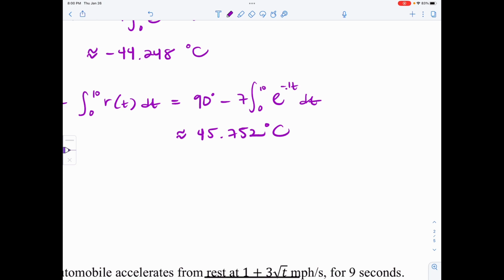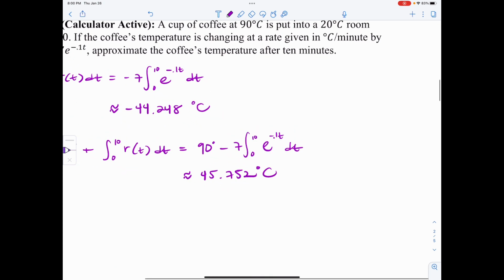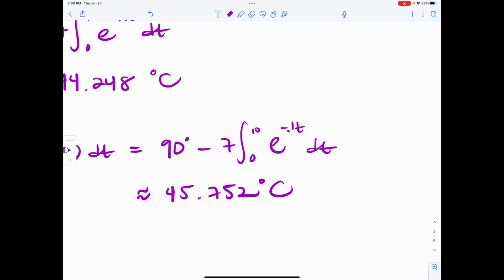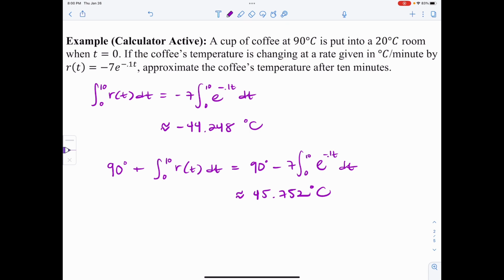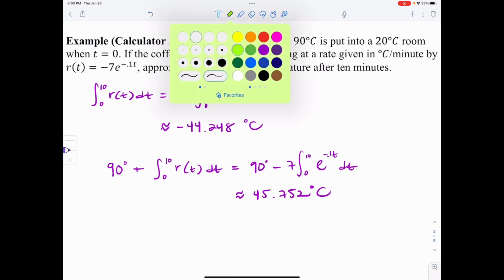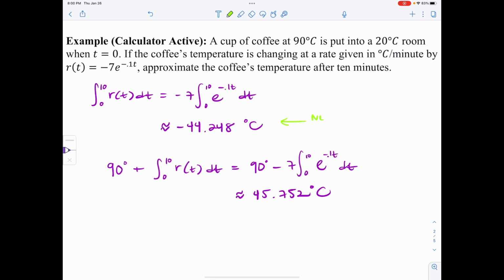Okay, so this means that the coffee's temperature after 10 minutes is approximately 45.752 degrees Celsius. So this would be the actual net change in temperature from 0 to 10 minutes. And then this is the actual temperature at 10 minutes or after 10 minutes.